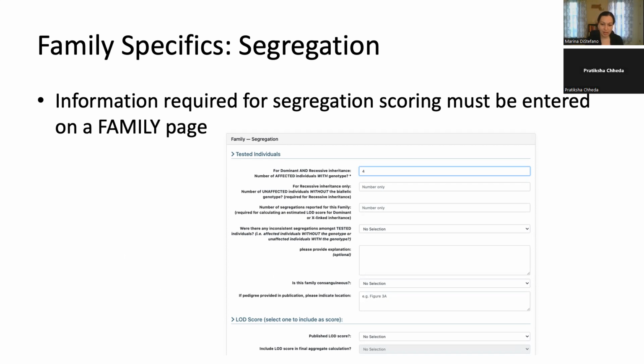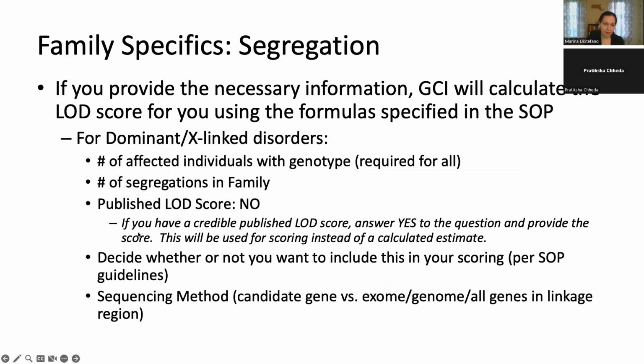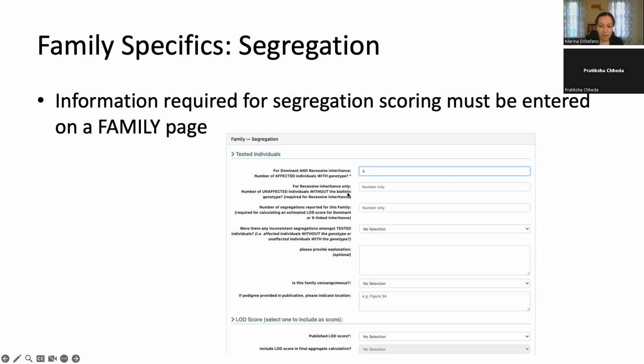that should be entered on the family page, and those pieces of information that have an asterisk are required. So it will ask you the number of affected individuals with the genotype and a couple other pieces of information that are not necessarily required. So it will ask unaffected individuals for recessive calculations, number of segregations, if you want to include that.